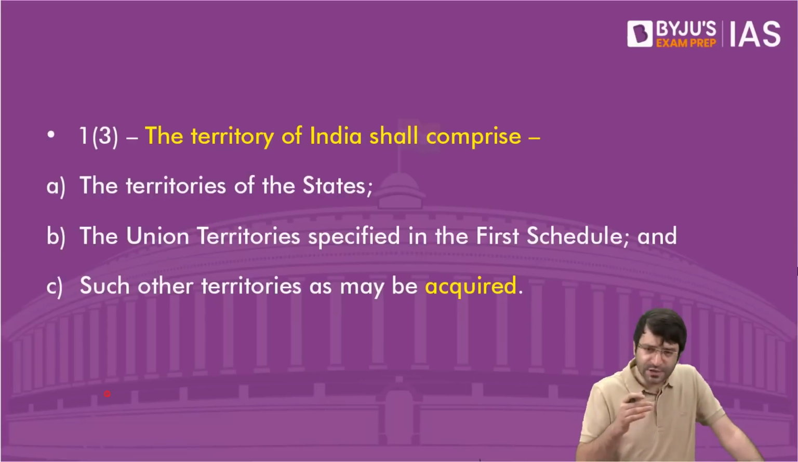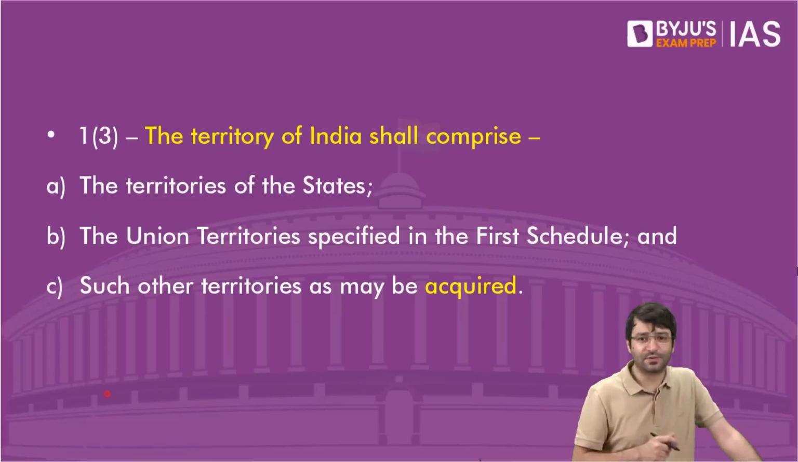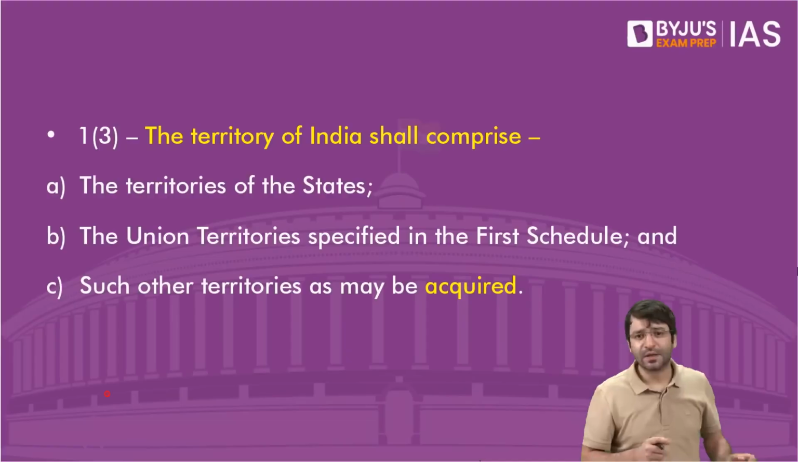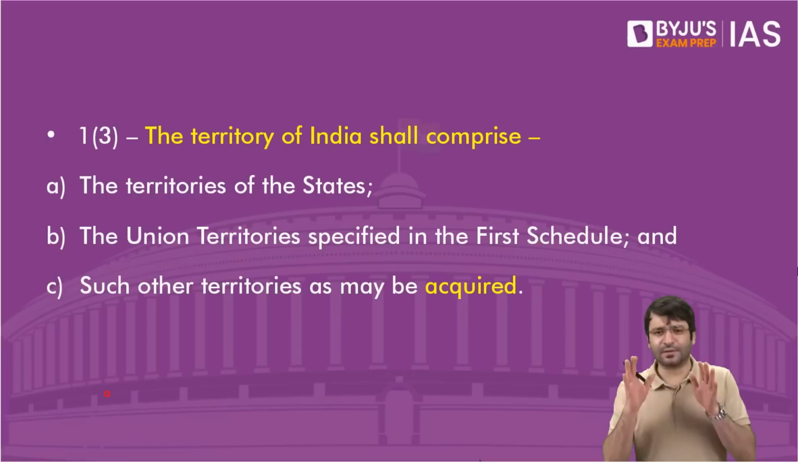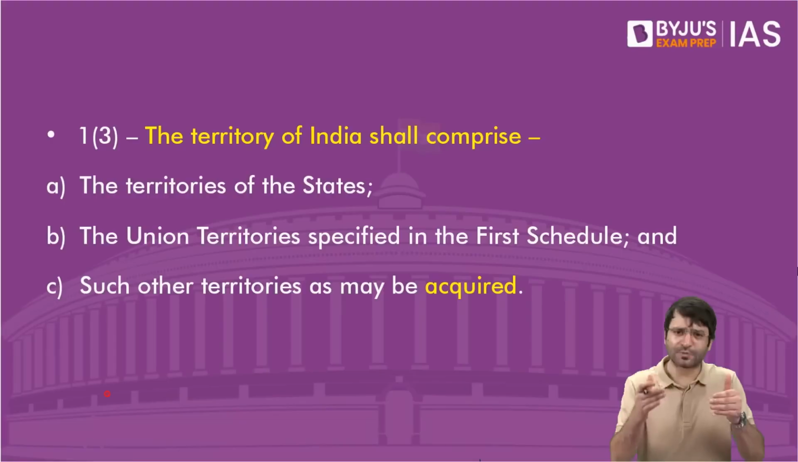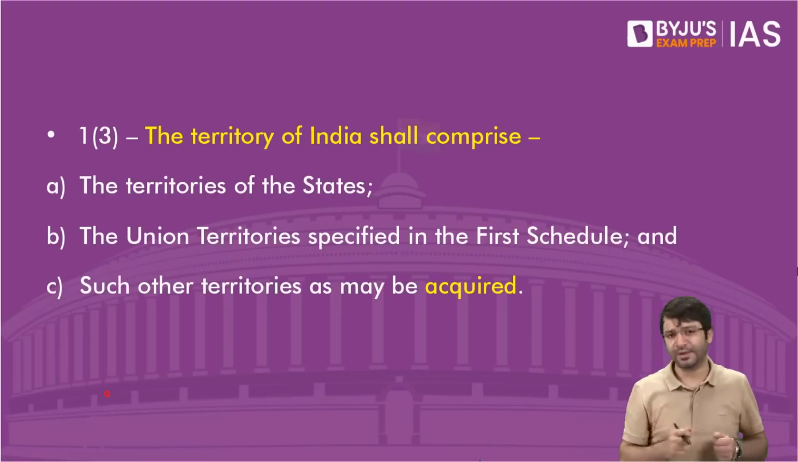But once you revise polity 5, 6, 7 times, which you will have to do, minimum 5, 6, 7 times, you will automatically remember some of the important articles. That's it. Article 1 has few clauses. You don't have to go clause by clause, understand the concept. But I will still go clause by clause so that we have a continuity.